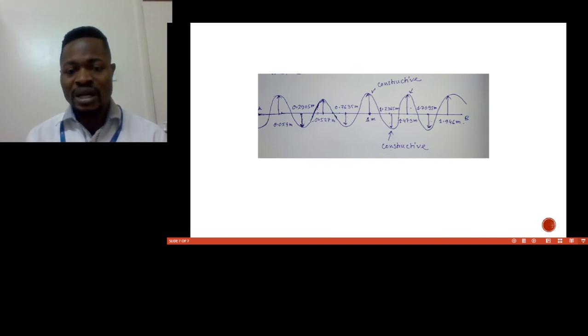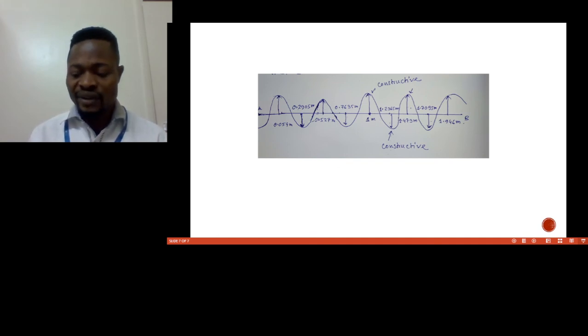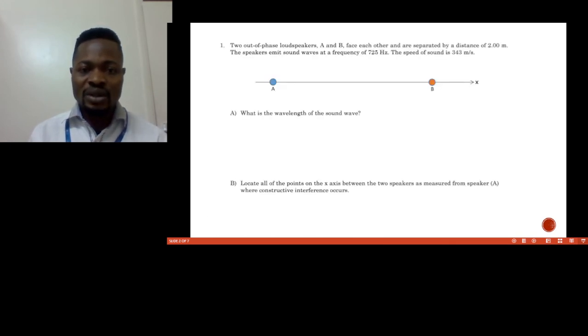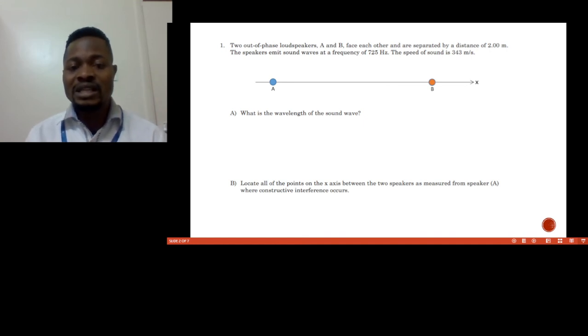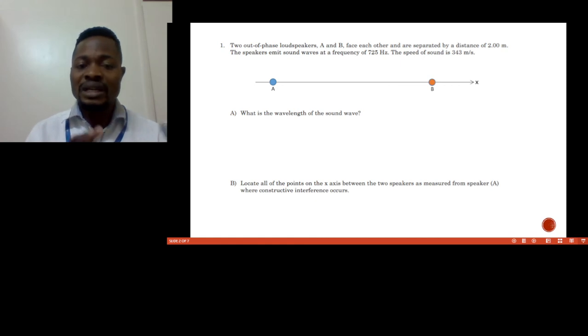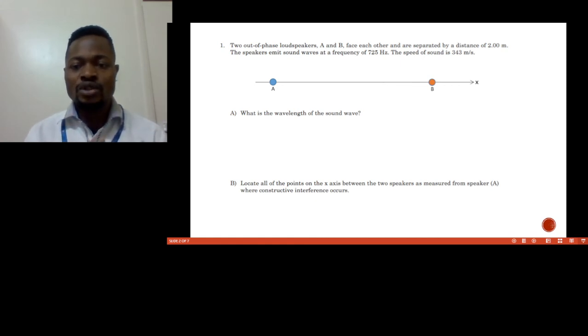And this is how we calculate the Doppler effect in line with the moving cars. We try to analyze the frequencies of two out-of-phase loudspeakers, whether it is A and B, or even if it has A, B, and C, you just follow the same formula and you are good to go.